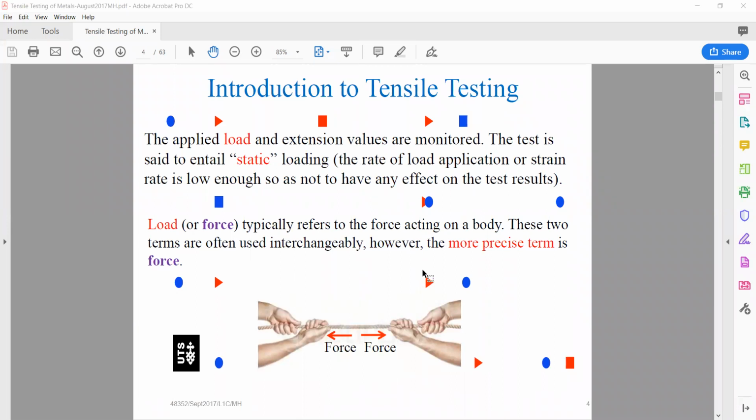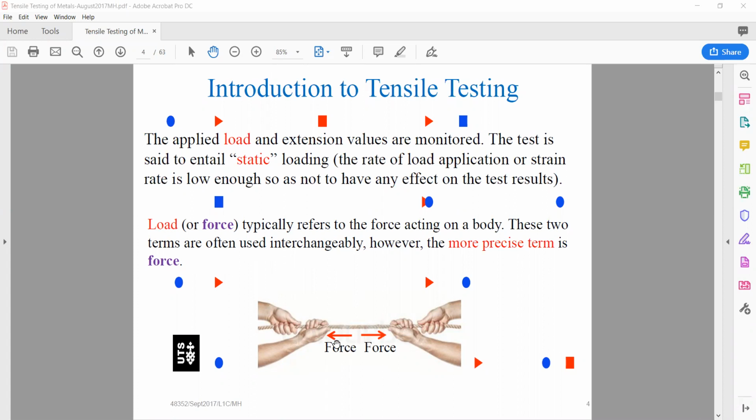When we say tensile testing, it means, as you see in the picture, just to pull, as if a rope is pulled, to apply a pull force on the sample. So the applied load and the extension values are monitored. You apply load or force, then you monitor the extension. This type of test is static by nature. The load is applied at a low rate of loading or rate of strain.